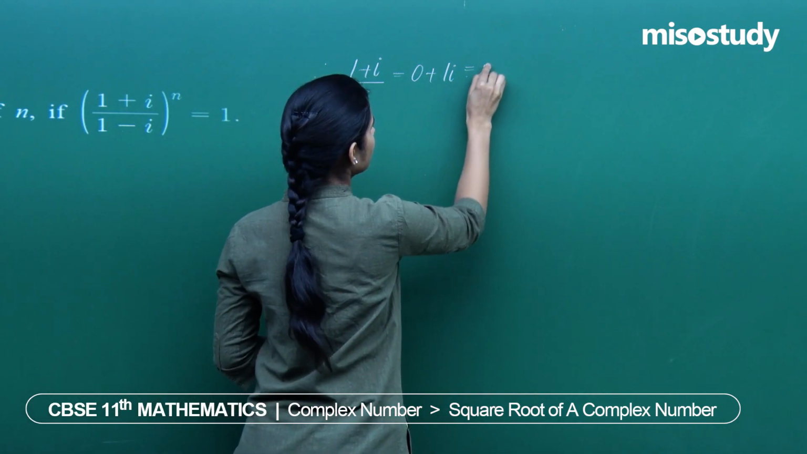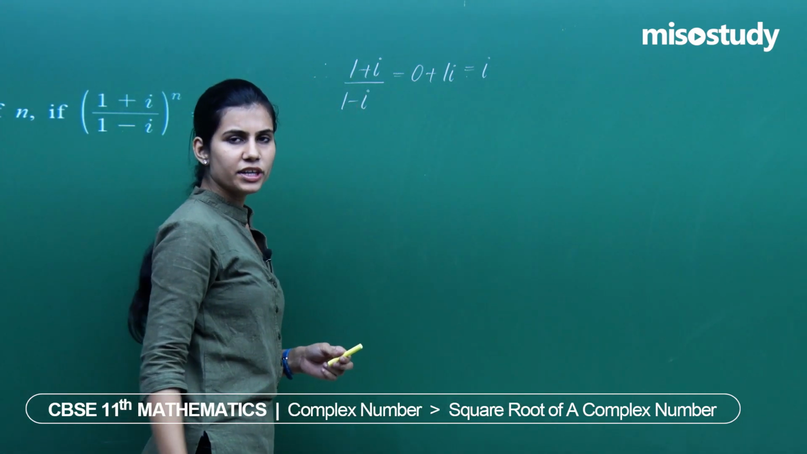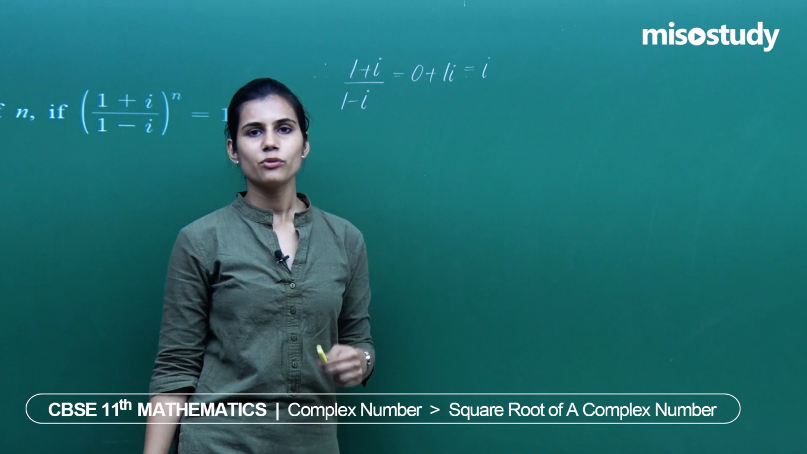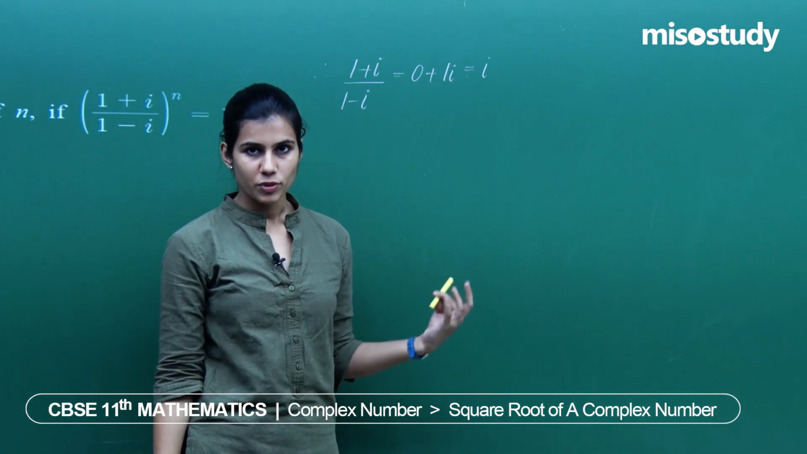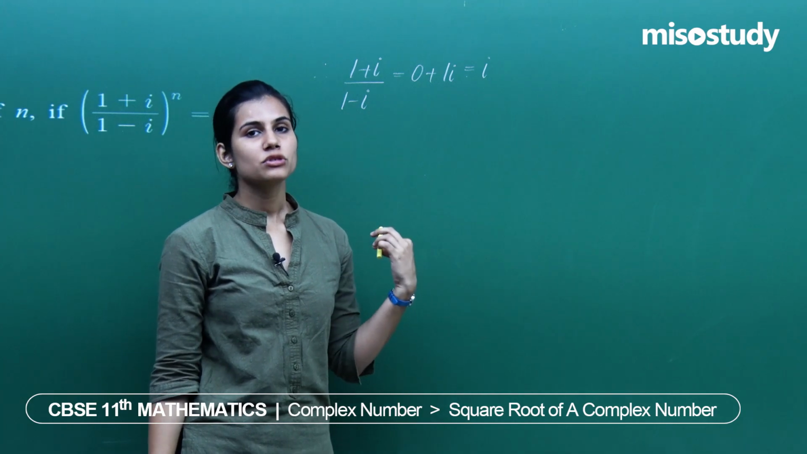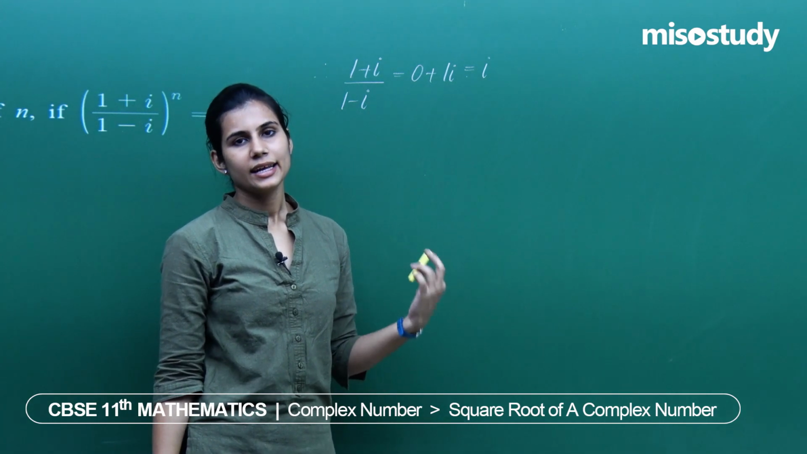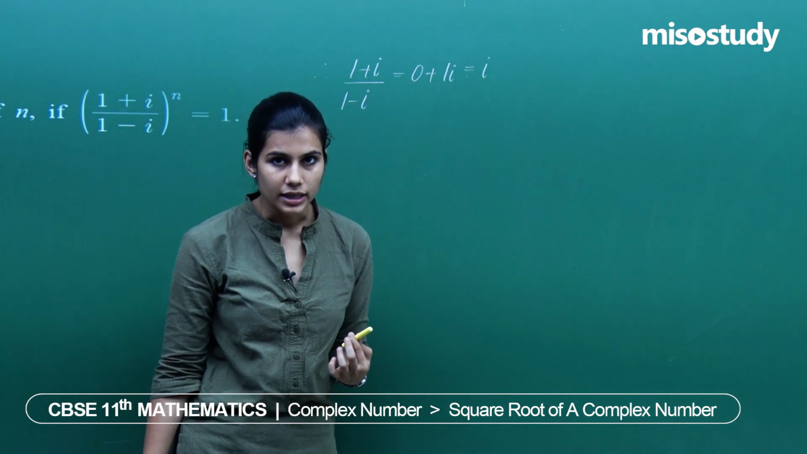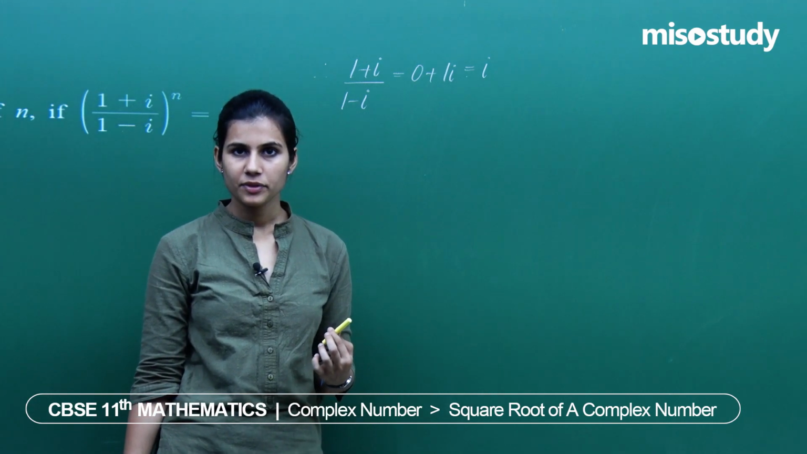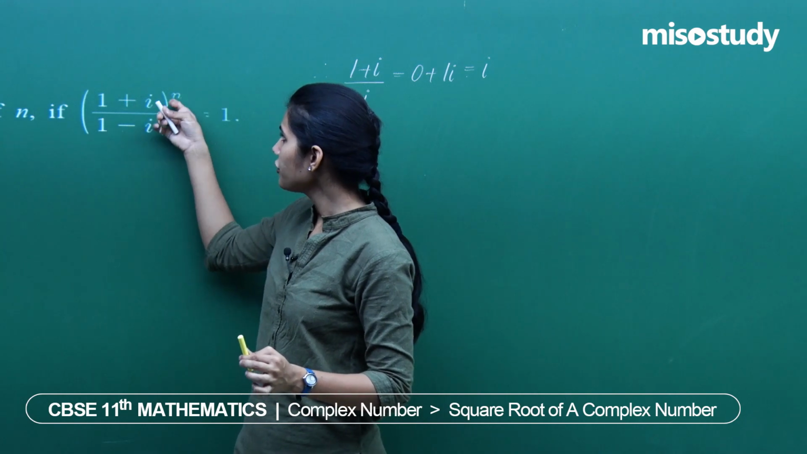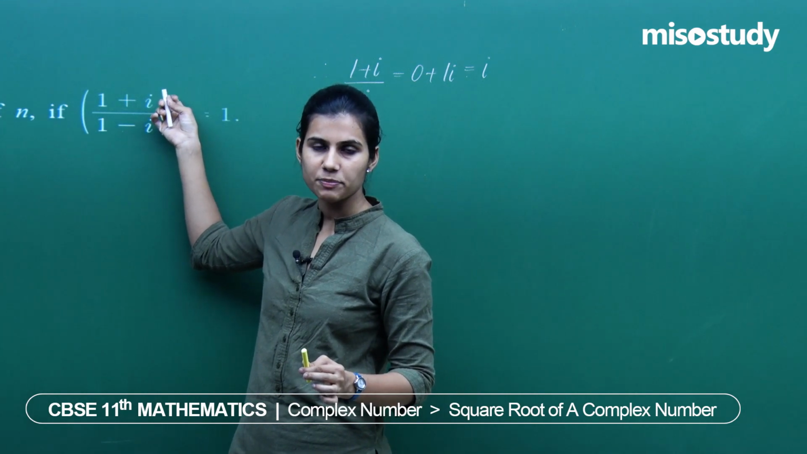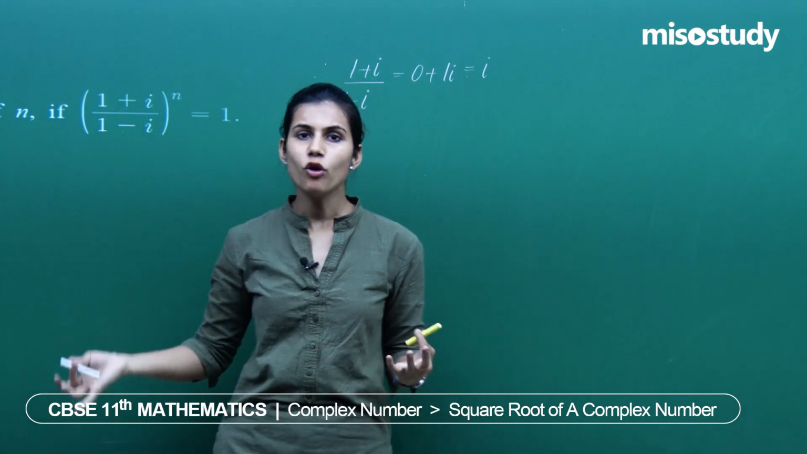That is iota. Corresponding to iota, I know that iota raised to the power 1 is iota, iota raised to the power 2 is iota square, that is minus 1, iota raised to the power 3 is minus iota, and iota raised to the power 4 is 1. For the first time when iota raised to any natural number as power is giving you 1 is 4.